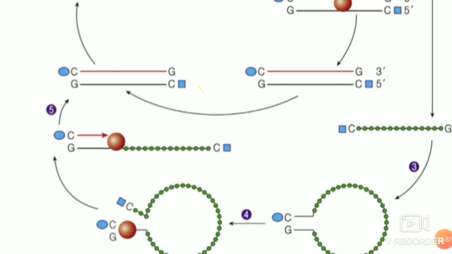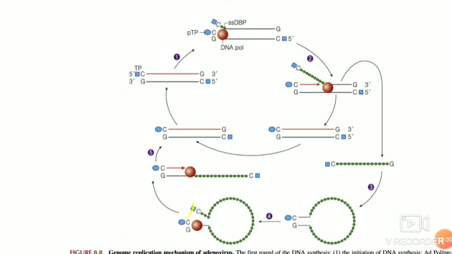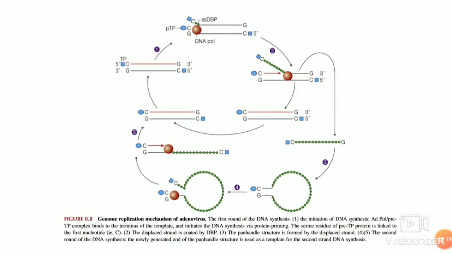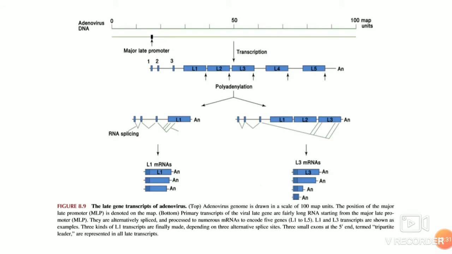So by the end of one complete cycle of replication, you have two molecules of double stranded DNA. Once you have these two molecules, the pre-terminal protein, which is 80 kilodalton, is processed to terminal protein, that is 55 kilodalton, by viral proteases. So now you have the double stranded DNA of the virus attached to the terminal protein, and then you have the complete genome.